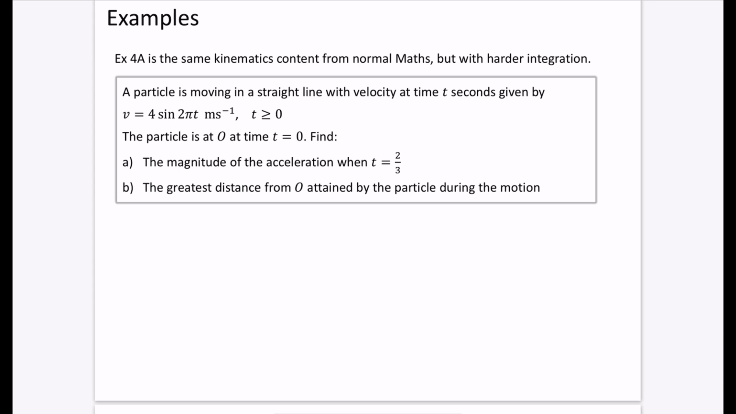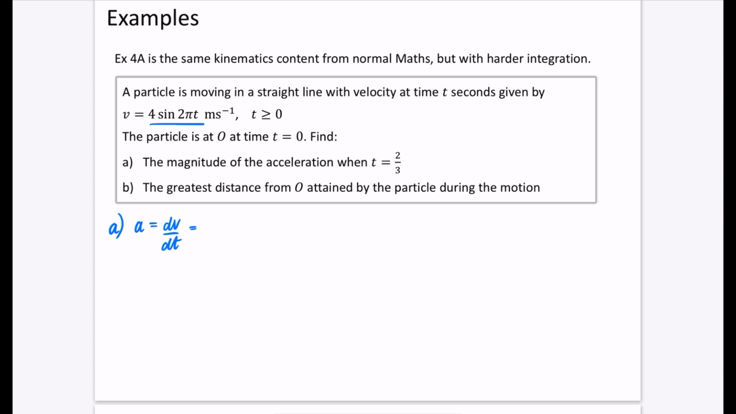Anyway, it says a particle is moving in a straight line with velocity at time t seconds, given by v equals 4 sin(2πt) meters per second. The particle is at O at time t equals 0. Find the magnitude of the acceleration when t equals 2/3. Well, if I want to find out for part a what the acceleration is, we know that the acceleration is the derivative of the velocity. So all I'm going to do is differentiate this.